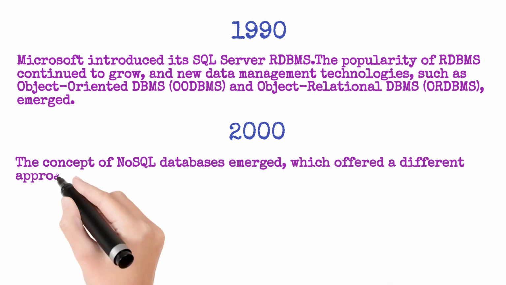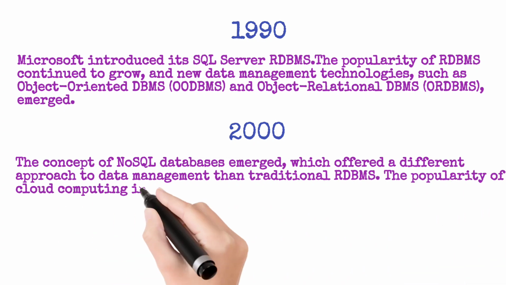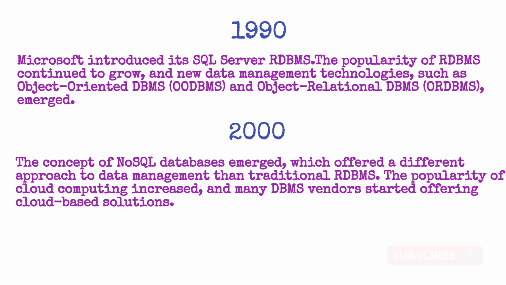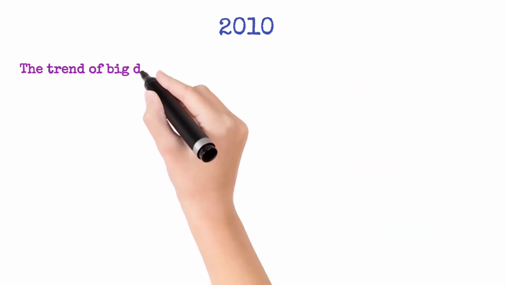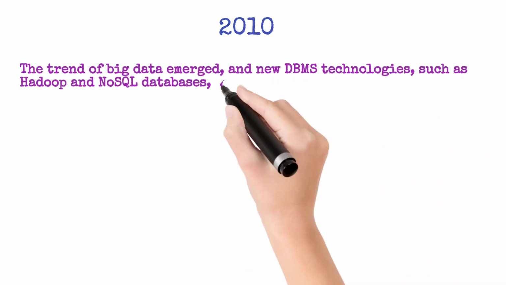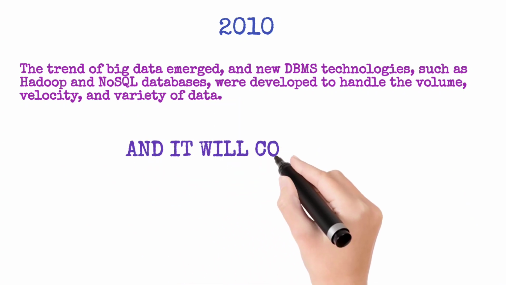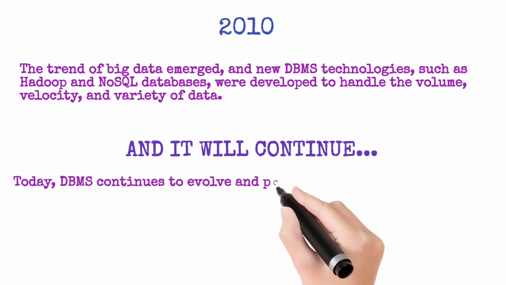In 2000, the concept of NoSQL database emerged, which offered a different approach to data management than traditional RDBMS. The popularity of cloud computing increased, which we will learn after some videos. And finally, in 2010, the trend of big data emerged, and new DBMS technologies such as Hadoop and NoSQL databases were developed to handle it. And it will continue, it will never end.